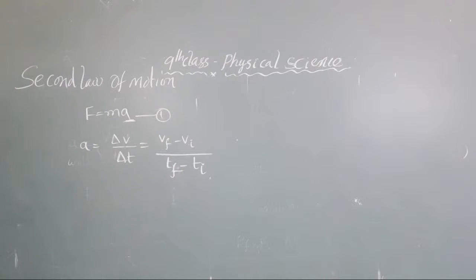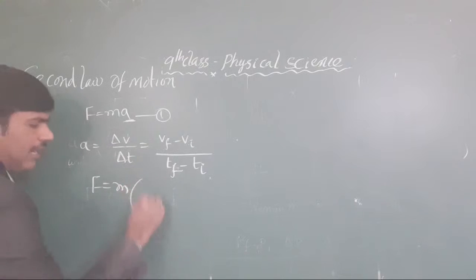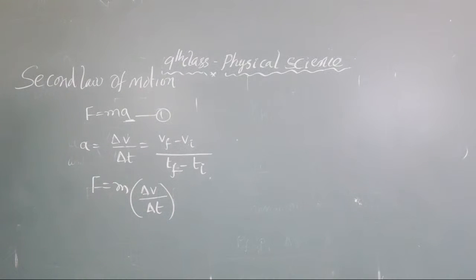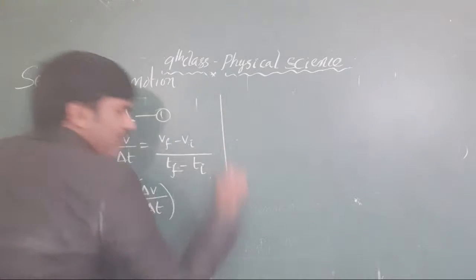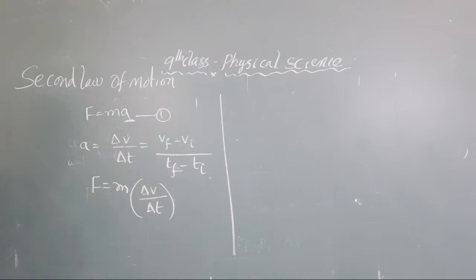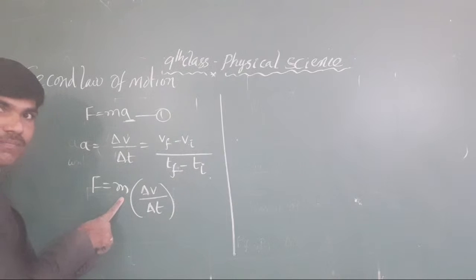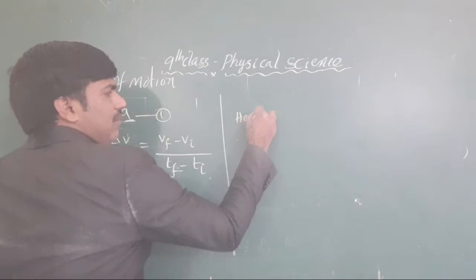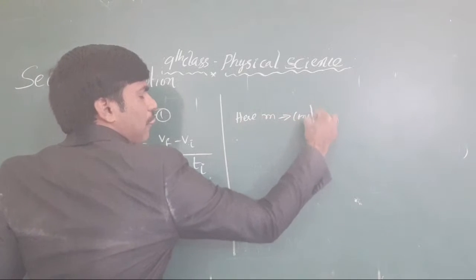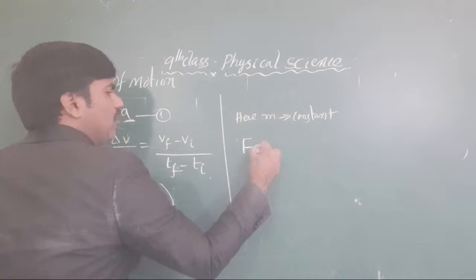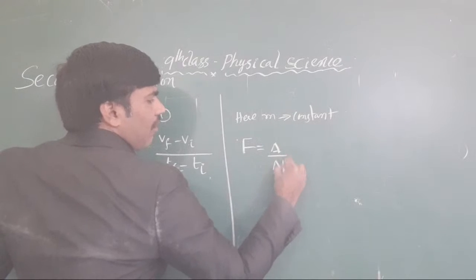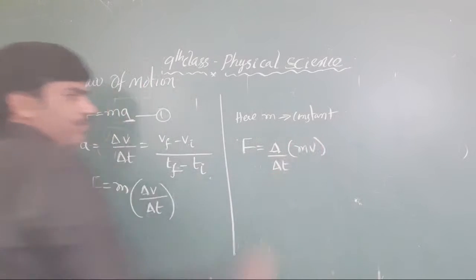Okay, now here it is also written as F is equal to m into del V by del T. It is writable. Now it is also written as F is equal to m, and m is a constant here, m remains constant. Then F is equal to del by del T of mv also.